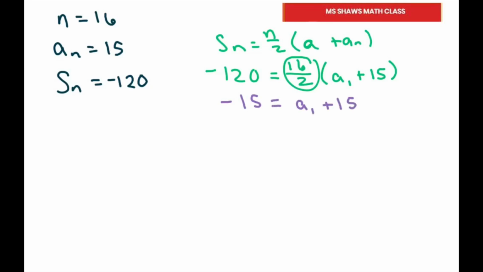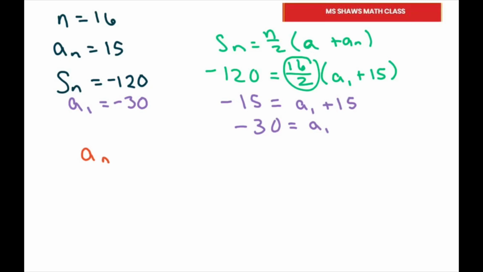Now subtract 15 from both sides. So you get negative 30 equals your first term. So our first term is negative 30. Now all we have to do is find our common difference and write out the arithmetic series.